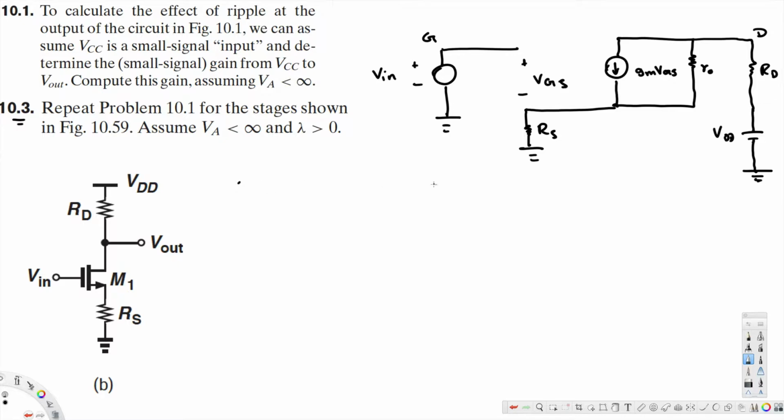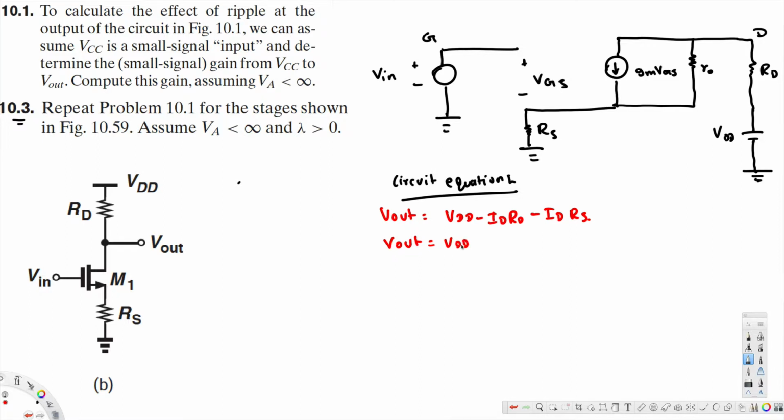Now let's go ahead and apply circuit equations for this circuit. The first equation we can write is Vout. Vout is equal to VDD minus ID RD minus ID RS. Another equation we can write: we can simplify this equation, Vout is equal to VDD minus, if we take ID common and the negative outside, we are going to have RD plus RS, because we have a negative outside. Let's call this one equation number 1, and Vin is equal to VGS plus ID RS.